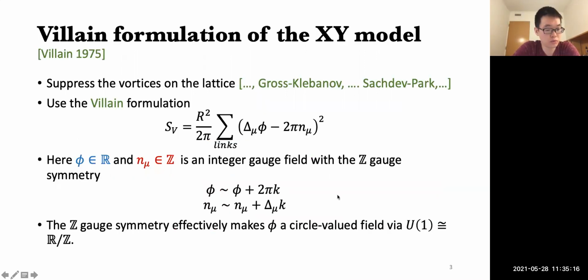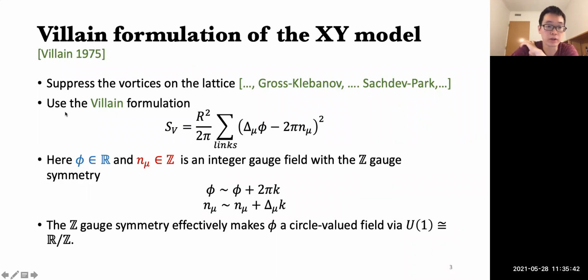So in order to realize such a winding symmetry on the lattice, our strategy will be to suppress the vortices on the lattice. This is an old strategy that has been used by many people in the literature, and we will generalize these ideas to arrive at the new lattice model.